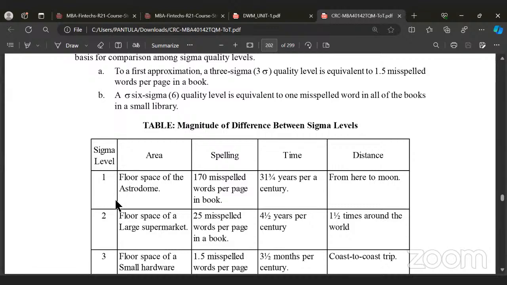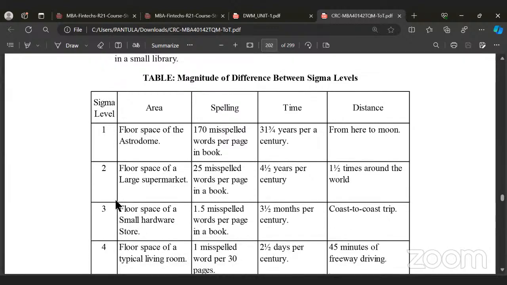Level 2: floor space of a large supermarket, which can be counted. 25 misspelled words per page in a book. 4.5 years per century. Then 1.5 times around the world.